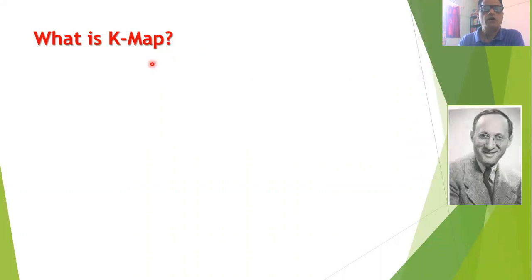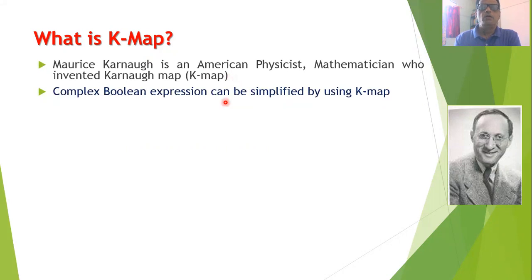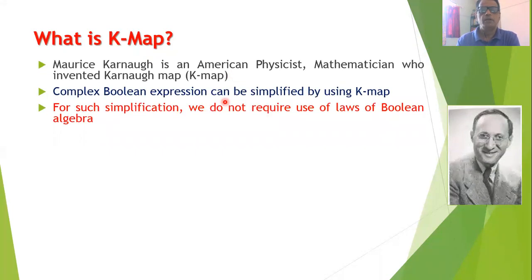So we will go for the session with the question, what do we mean by Karnaugh map? Maurice Karnaugh is an American physicist and mathematician who invented the Karnaugh map for the simplification of Boolean expressions. In short, these maps are called K-maps. Any complex Boolean expression can be simplified by using K-map, and the biggest advantage is that we do not require the use of laws of Boolean algebra.